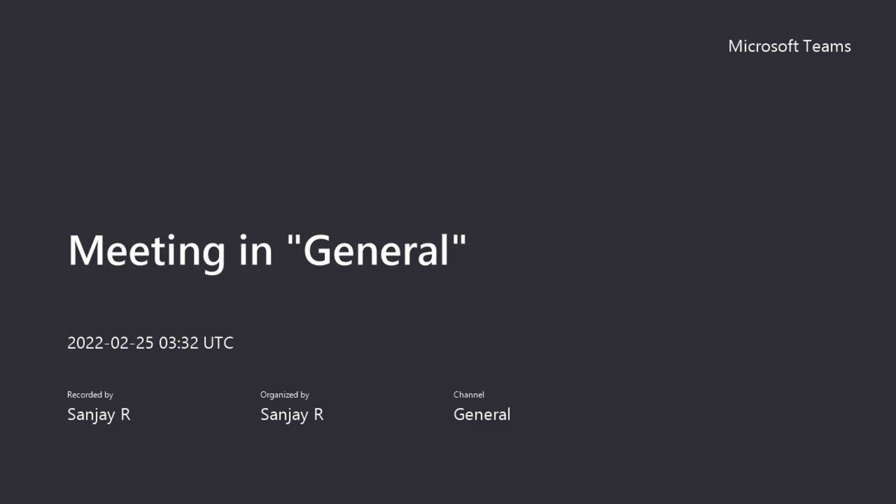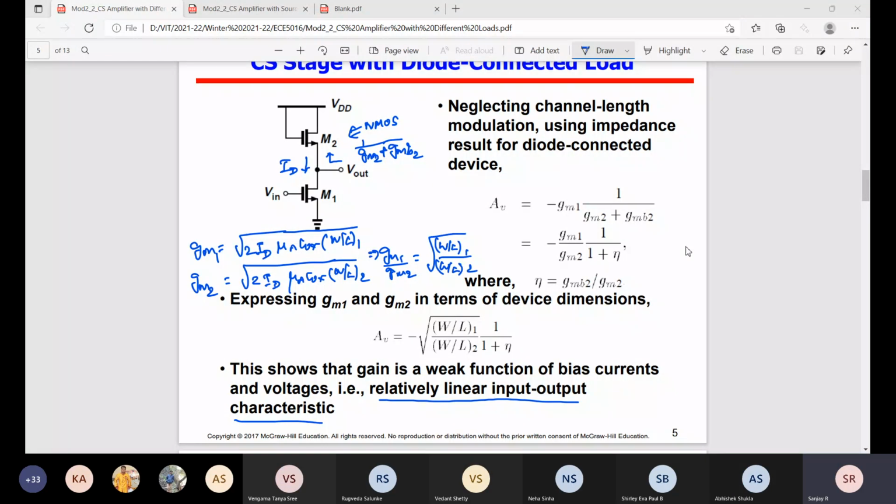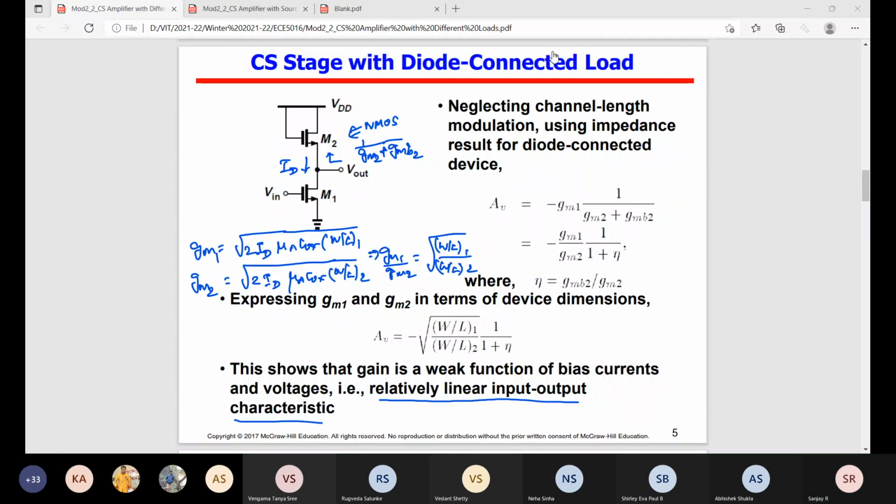About common source amplifier with diode connected load. What is a diode connected load? Looking from any terminal, the drain terminal or source terminal, the impedance is the same, 1 by Gm. Using the diode connected load, we have taken the NMOS diode connected load and PMOS diode connected load, and we have found the gain.